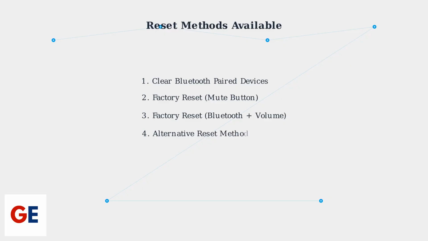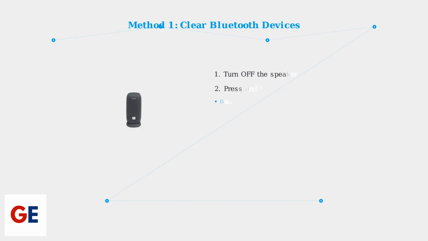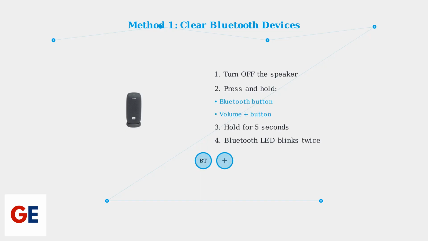There are several methods to reset your JBL Link Portable speaker, depending on what type of reset you need. We'll walk through each method step by step. Method 1 clears your Bluetooth paired devices. This is useful when you want to remove the list of previously connected devices without doing a full factory reset.